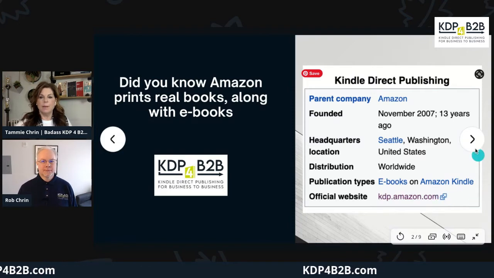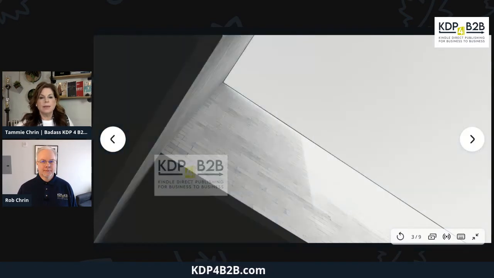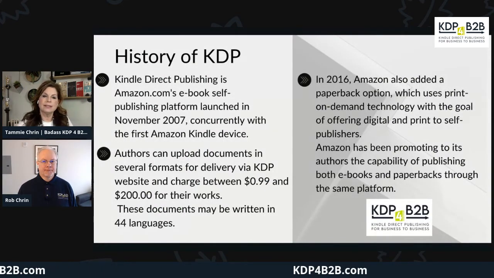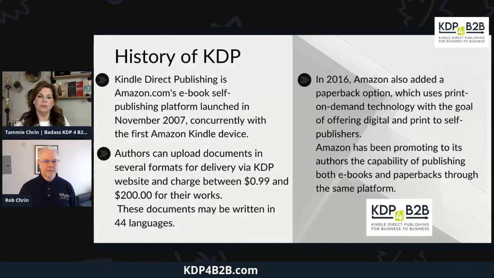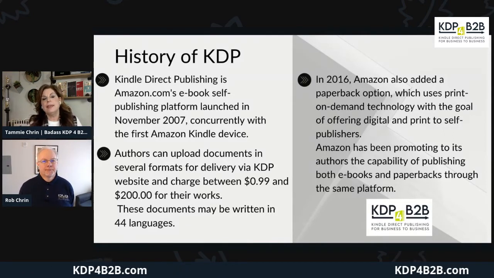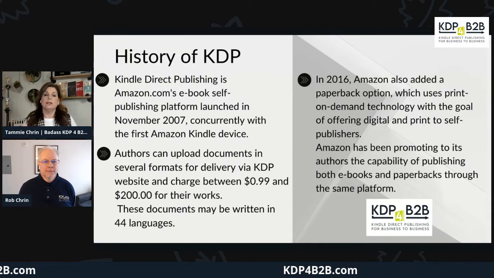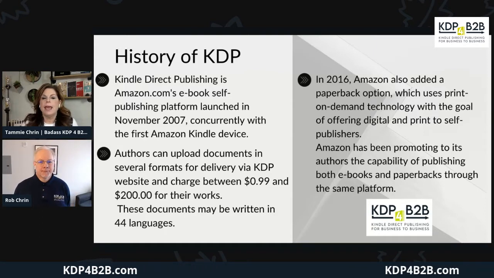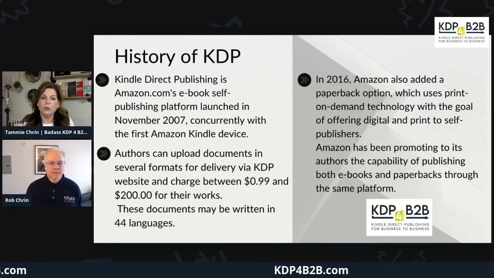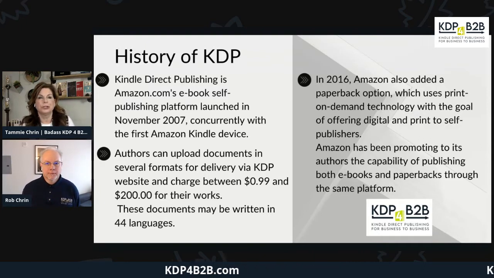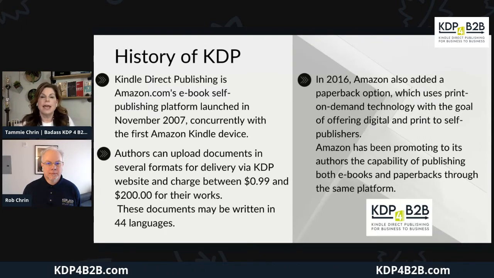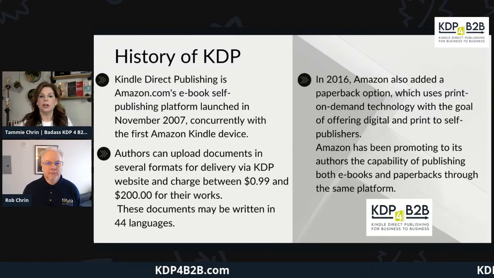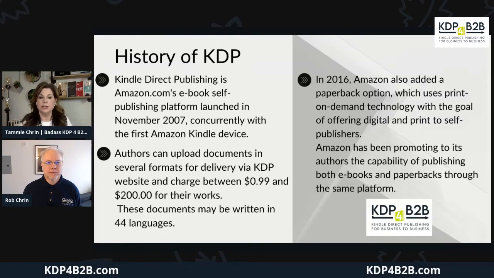Go to the next slide here. Kindle Direct Publishing really started in 2007 for Amazon's Kindle device. Then they started adding the ability to upload documents in several formats for KDP, and you can actually charge people to buy the book. So when you go on Amazon and you want to buy a journal, tracker, or anything that's been published through Kindle Direct Publishing, the people who are selling it are going to make a royalty, and that could be you.